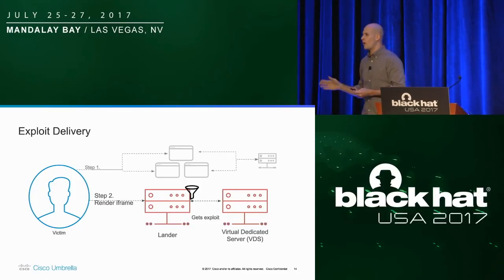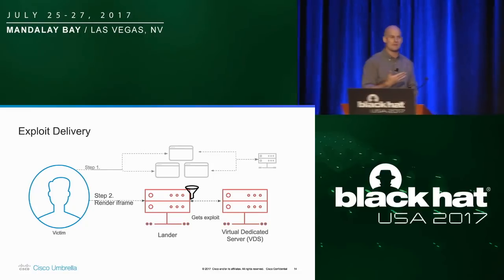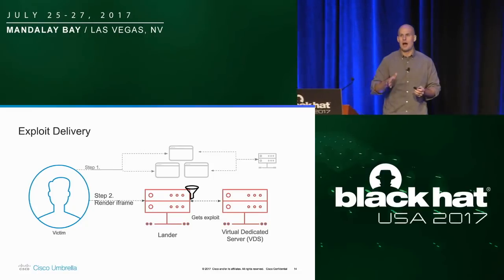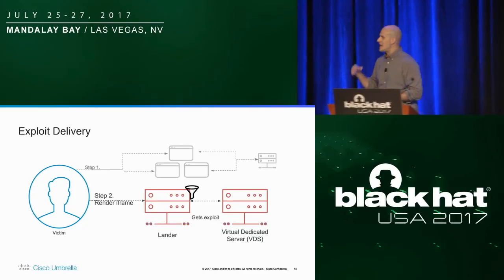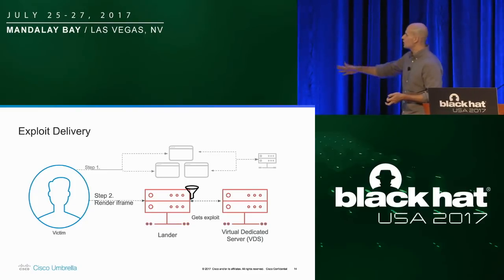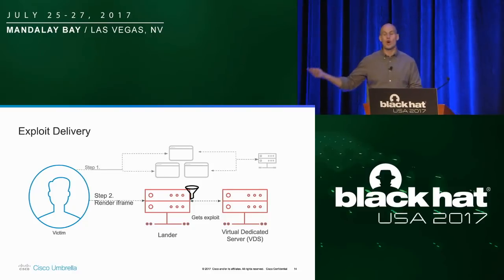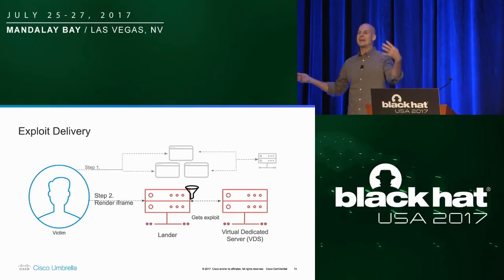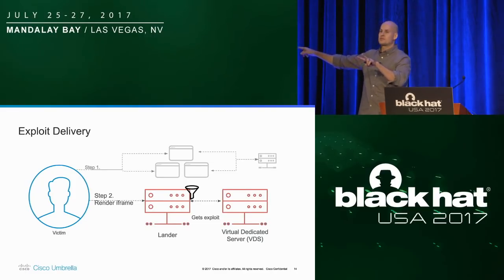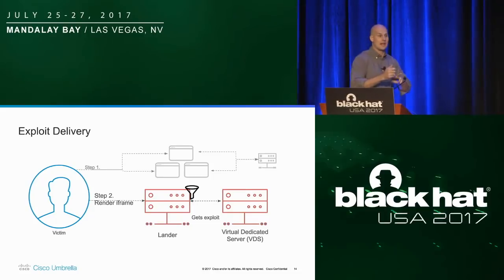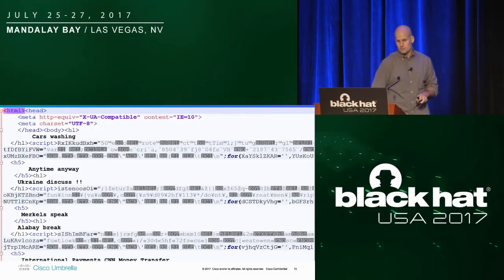So this is sort of hard for us to see because this is happening on systems that we don't control and we don't have good visibility into. But from what we can tell, it looks like there's another system called a VDS, or a virtual dedicated server, that actually holds the exploits. And the domain that was in the iframe fetches back from this virtual dedicated server to pull the exploit and then render it.